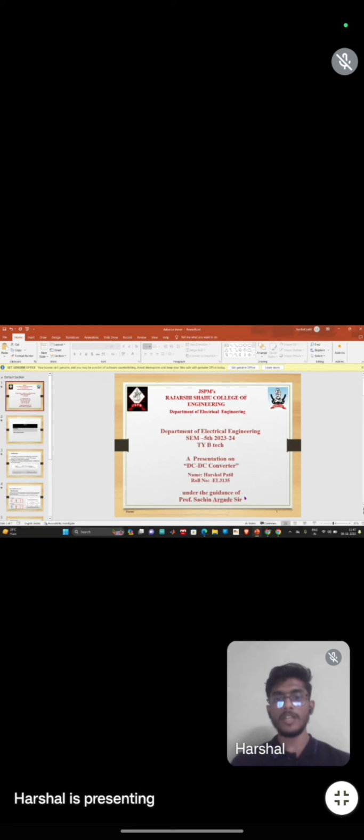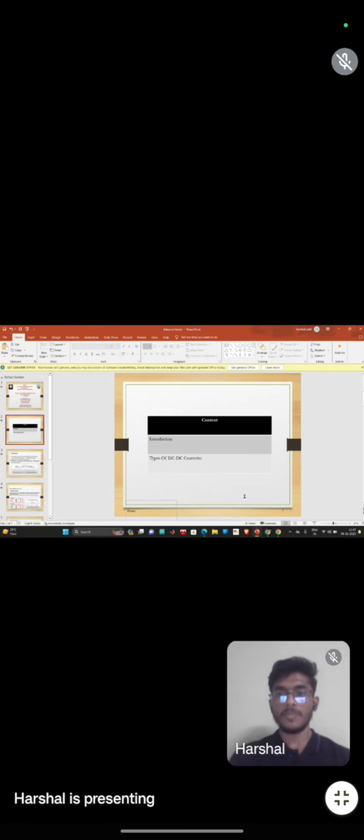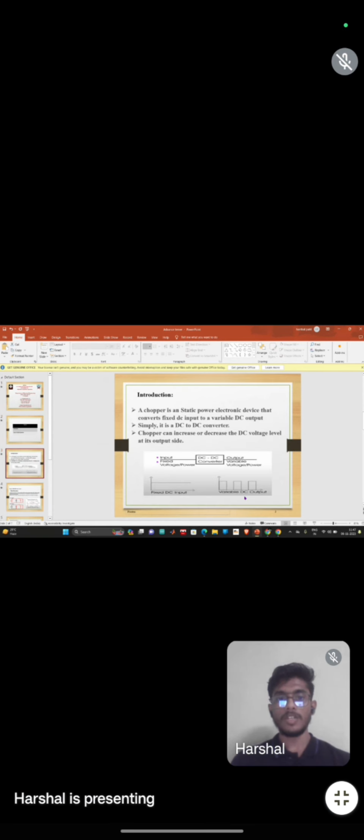Today, I am going to present a DC-DC converter. In this topic, we will learn about the different types of DC-DC converter and where they are used. A DC-DC converter is a type of chopper. It is a static power electronic device that converts a fixed DC input into a variable DC output. It will increase or decrease the DC voltage level at its output side. As you can see in the circuit diagram, we can provide a fixed input and get a variable output at the output side.